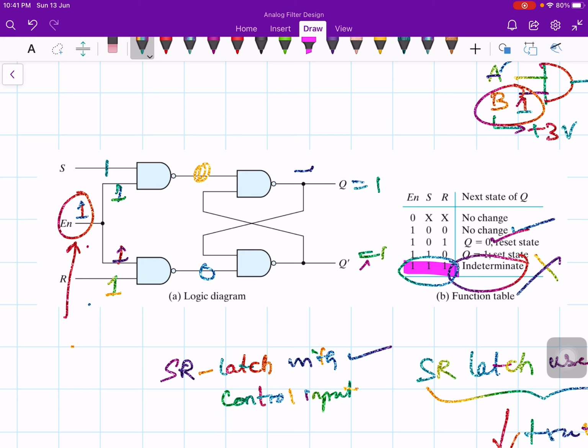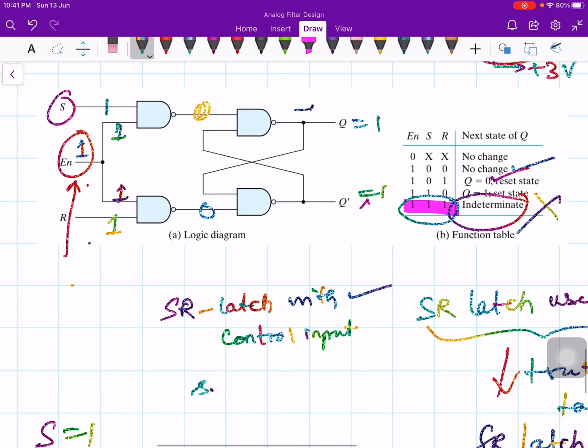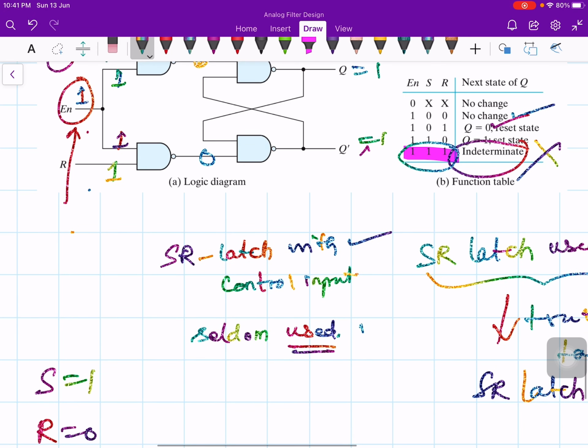When the enable input goes back to 0, one cannot conclusively determine the next state, because it depends on whether the S or R input goes to 0 first. Therefore this also has the problem. This indeterminate condition makes the circuit difficult to manage in practice. Therefore it is seldom used in practice.